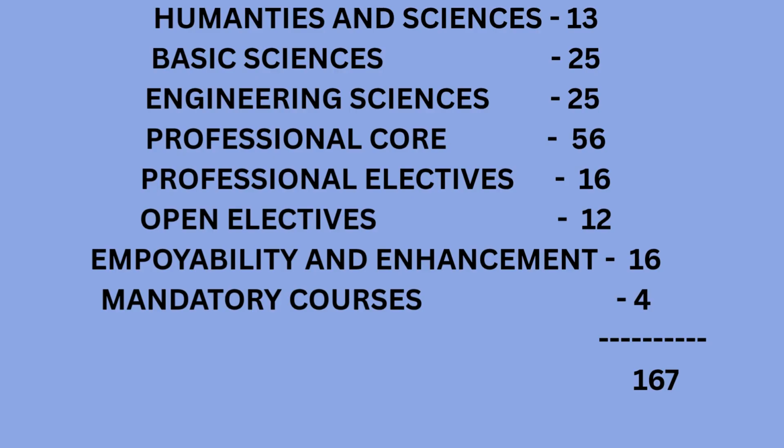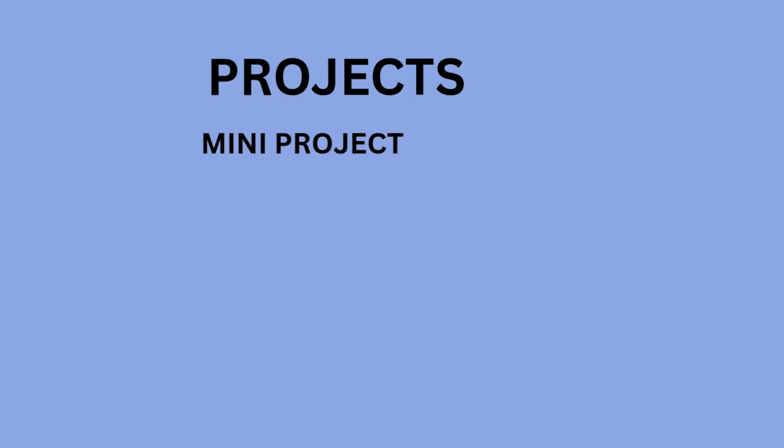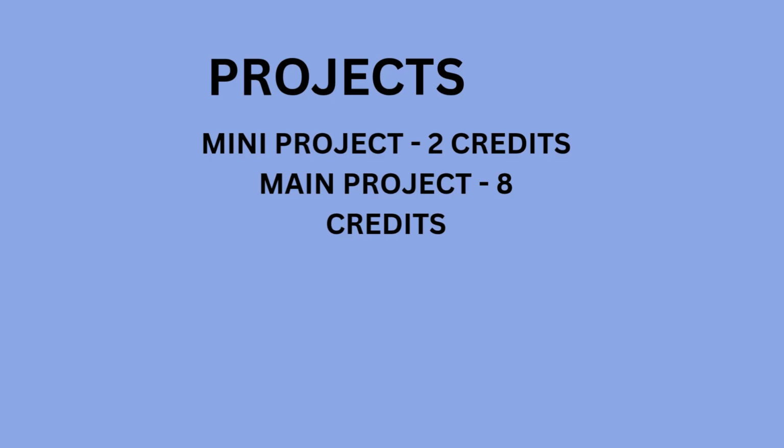Overall, you have to complete 168 to 170 credits to graduate. Please remember one thing, that this course overview can change according to your university and the course, but this is generally what is followed in all the curriculums. Now, the number of credits allotted to your subject may vary according to your college. Coming to the projects, you're supposed to complete two projects, that is a mini project and a main project. In my university, the mini project had 2 credits and the main project had 8 credits.